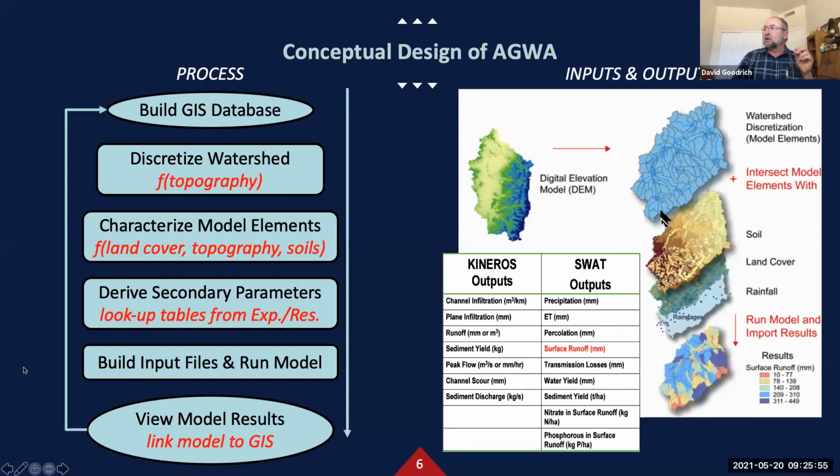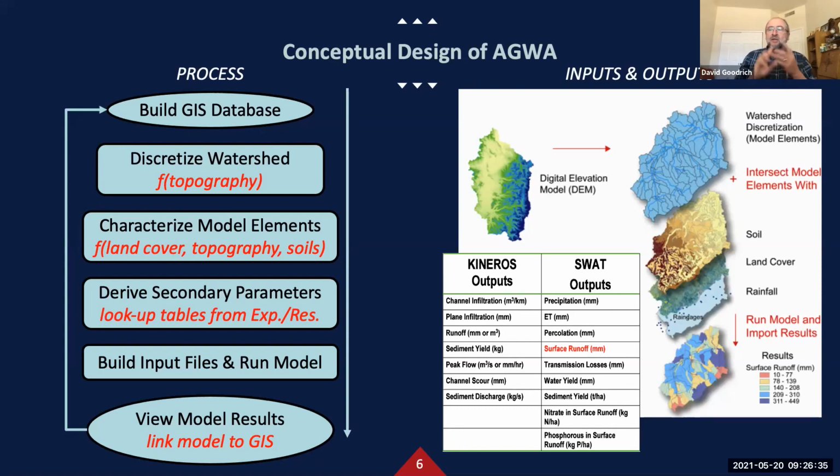So the light blue lines you see are channel elements, and the black lines delineate overland flow or hill slope elements that contribute to those channels. So all of those elements are intersected to the soils and the land cover. And then we do our best in terms of deriving secondary parameters like infiltration parameters, hydraulic roughness parameters, that we either go into the literature for, or we go into experimental data.